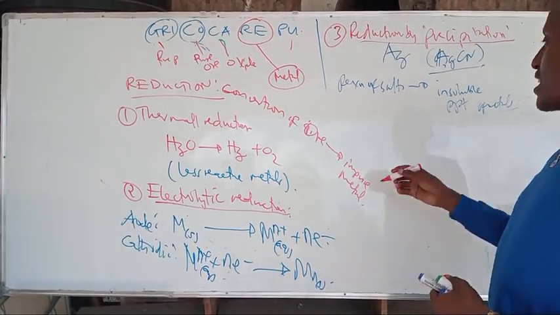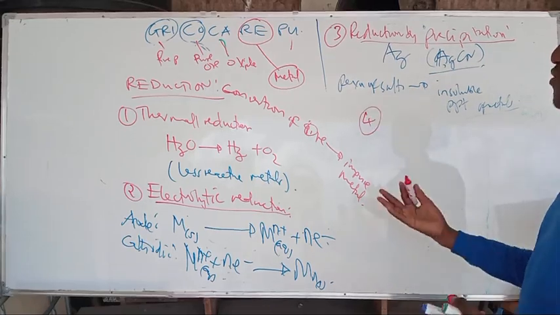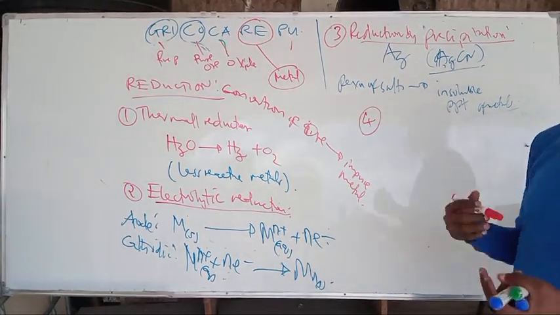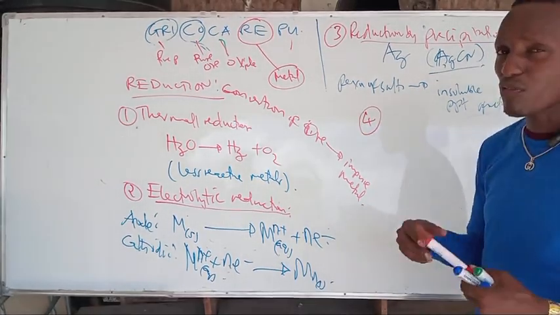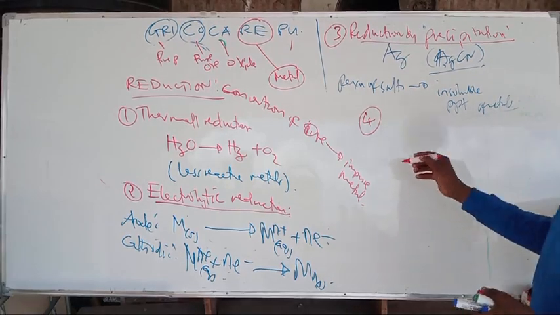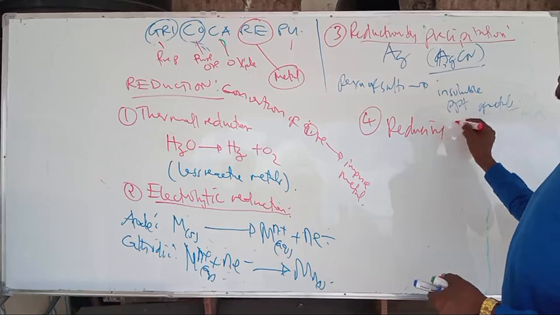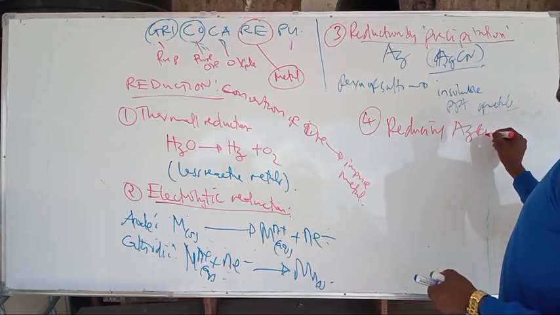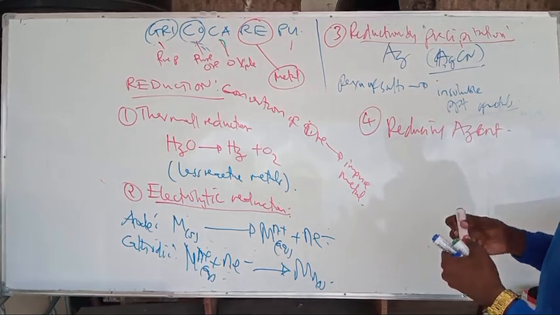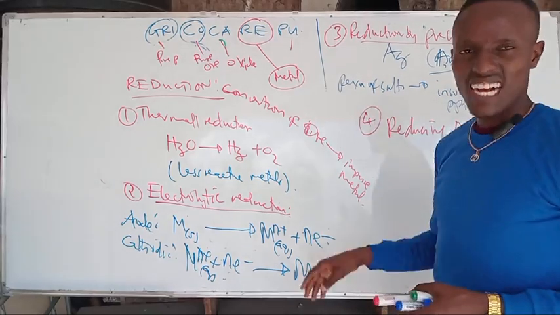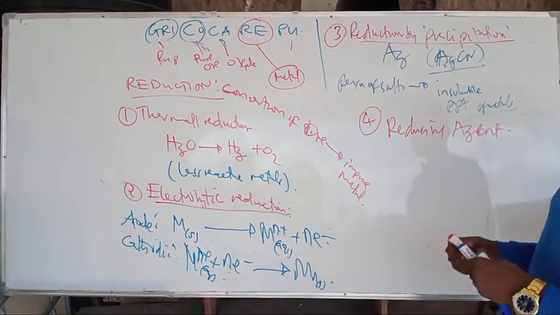The fourth thing, you can reduce using a reagent. For example, we have done the thermal one. You can use a specific reagent to reduce. Reduction by reducing reagent, the reducing agent. This is one of the methods in the reduction process. So you can just use the reducing agent.